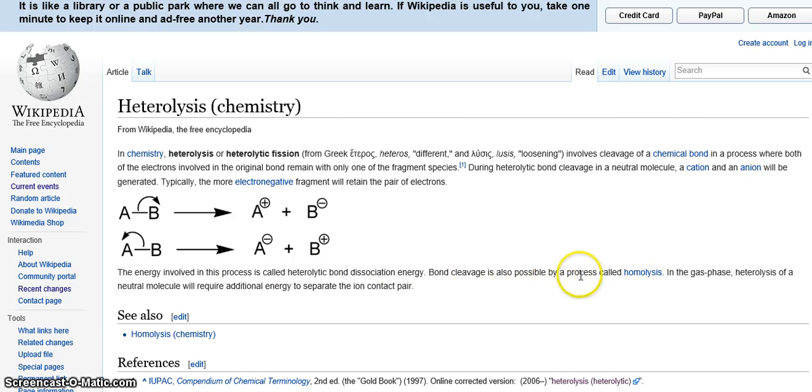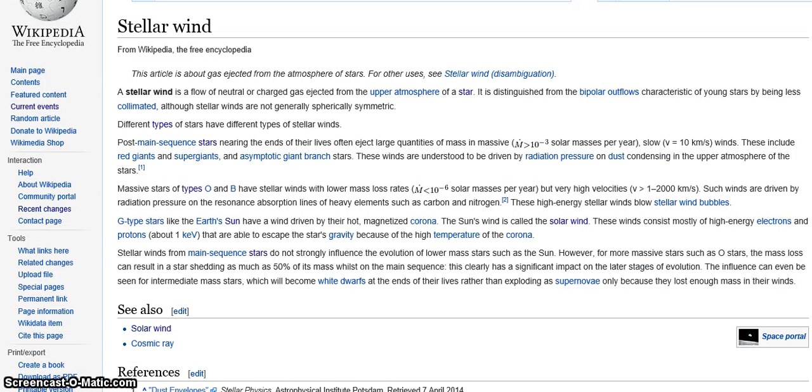Bond cleavage is also possible by a process called homolysis. In a gas phase, heterolysis of a neutral molecule will require additional energy to separate the ion contact pair. This is very important because stellar wind, because of heterolysis, is direct evidence for chemical compounds, chemical reactions, both decomposition and synthesis reactions, and electrical current.